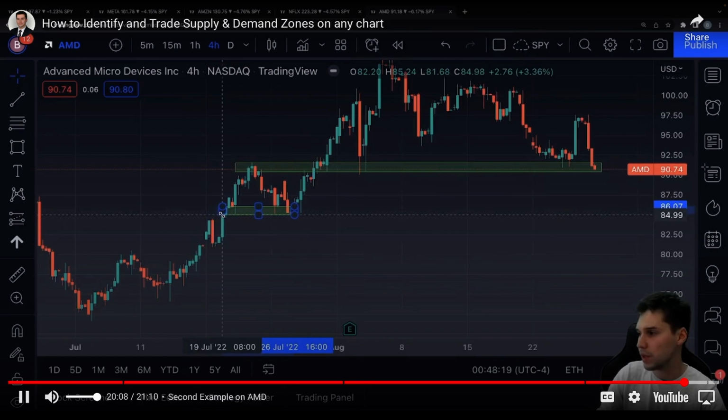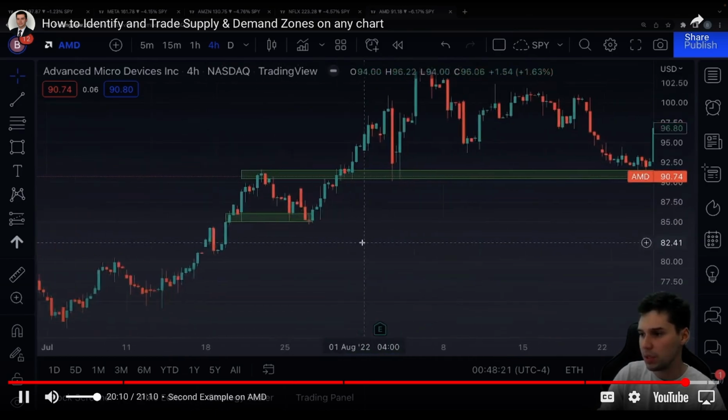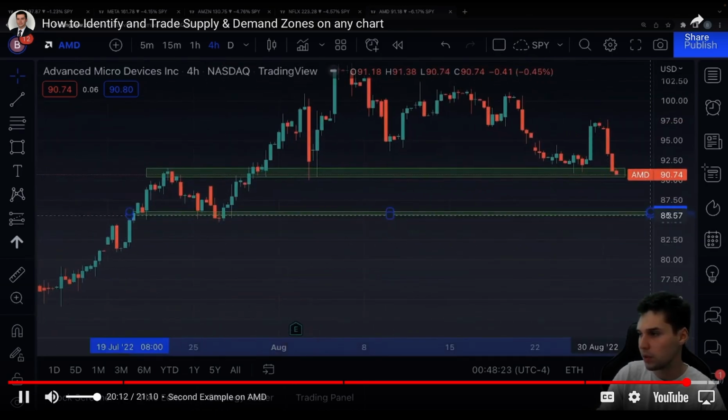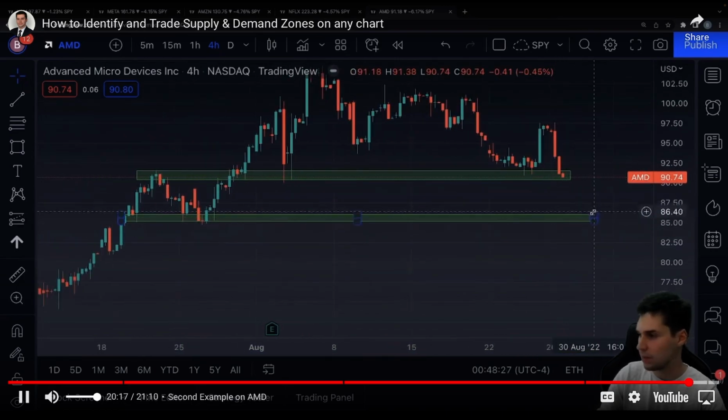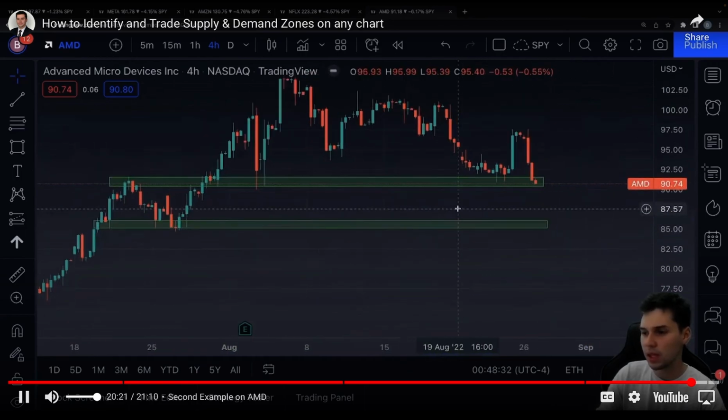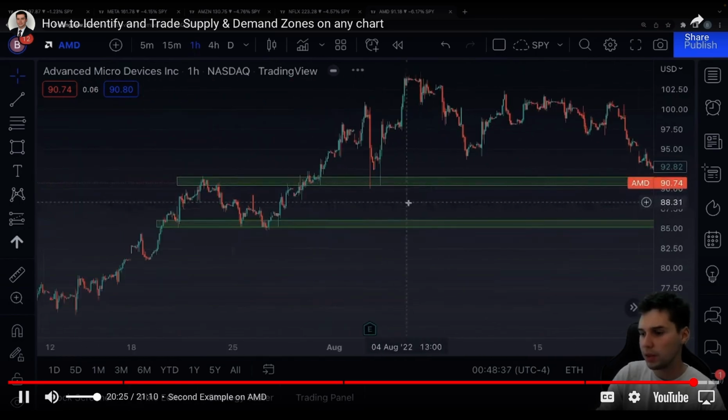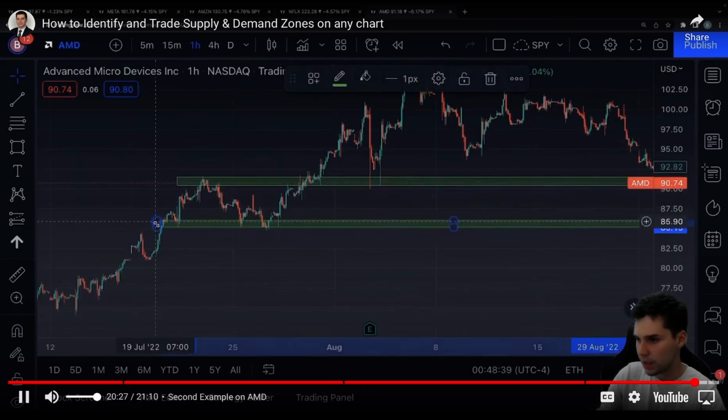So I really love this 85 level on AMD. So I'm going to draw over this level, and I'm going to mark this as potential demand on AMD. So that is how I would chart demand zones on AMD. We have two different ones, the two most relevant ones I see in the 4-hour. We can also go to the hourly to refine these levels and get them perfect.